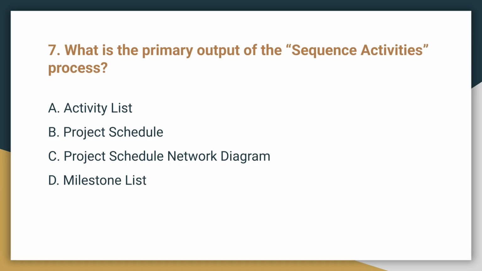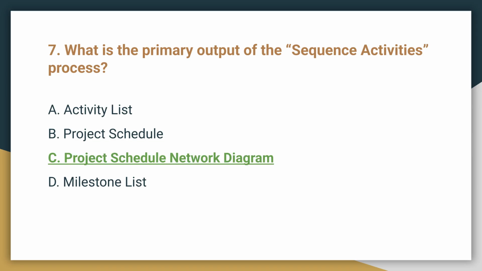Question 7. What is the primary output of the sequence activities process? The correct answer is C, Project Schedule Network Diagram. This diagram visually represents the sequence of activities and their dependencies.